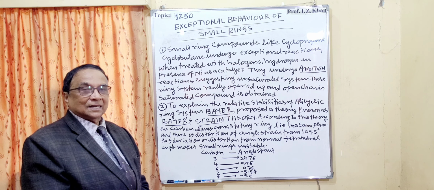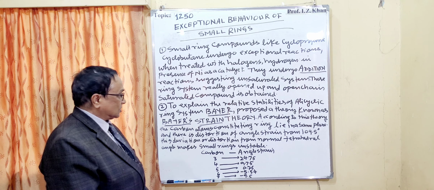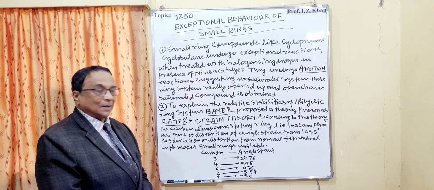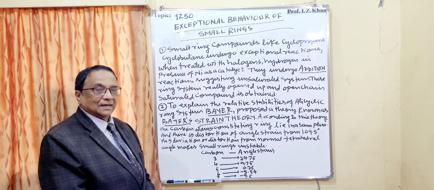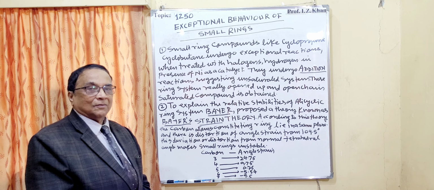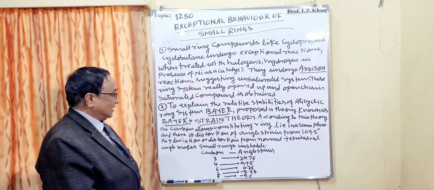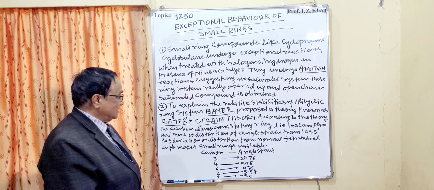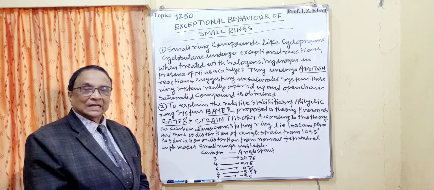It was not correct because they form a twisted, puckered structure, and there is a distortion of angle from 109.5 degrees, which is the normal tetrahedral angle of aliphatic compounds. This deviation or distortion from the normal tetrahedral angle, 109.5, is responsible for giving angle strain, and that angle strain contributes to the instability of small rings.